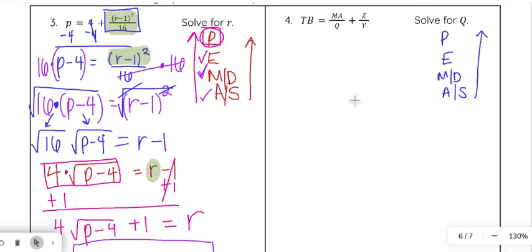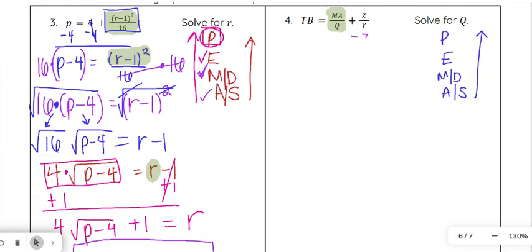And we're going to start from the bottom up. So again, we're going to start by highlighting the term that has that variable that we are trying to isolate. So in this case, it's going to be MA over Q, and then we have the plus Z over Y. So we are going to start with addition and subtraction.